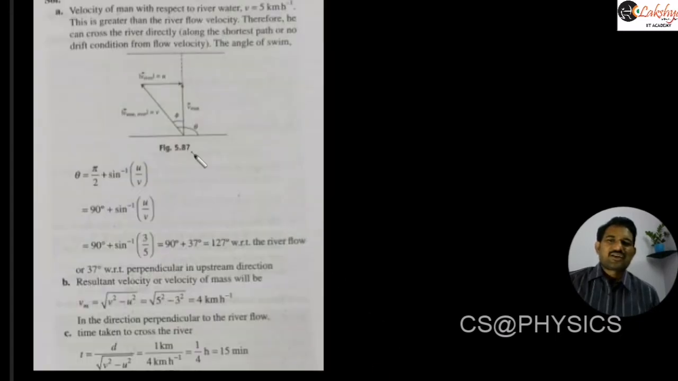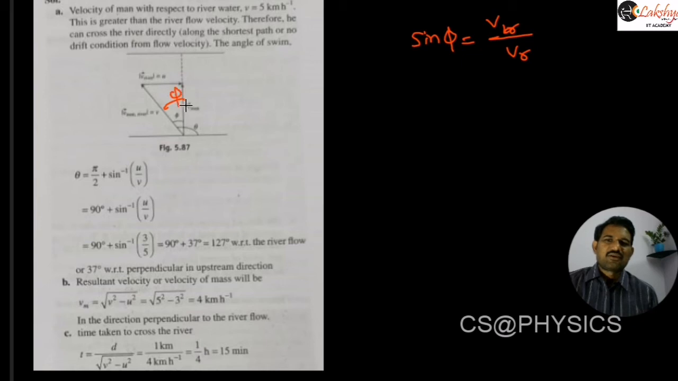You can directly use our sine formula here. Sine phi is equal to, and I am writing the general formula here, VBR by VR, where this phi is nothing but this angle here, the angle with the normal to the direction of the river flow. From this you will get the phi value, and from this you can write the theta value with the direction of the river flow, so pi by 2 plus phi.